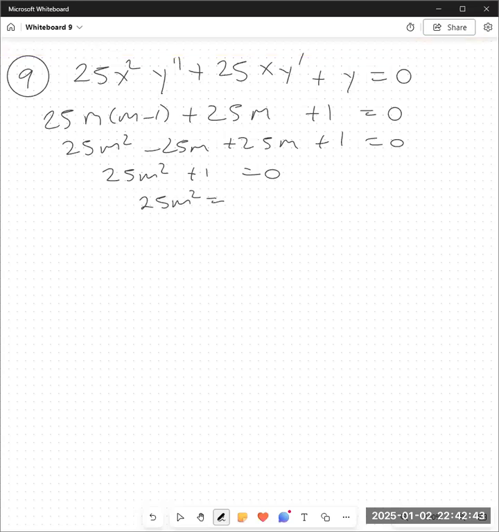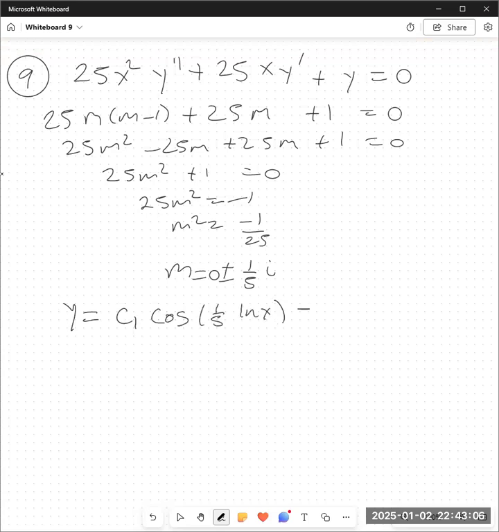25m squared equals negative 1. m squared equals negative 1 over 25. m equals plus or minus 1/5 i. There's a 0 there for the real part. So y equals x to the 0, c1 cosine of 1/5 ln of x plus c2 sine of 1/5 ln of x.